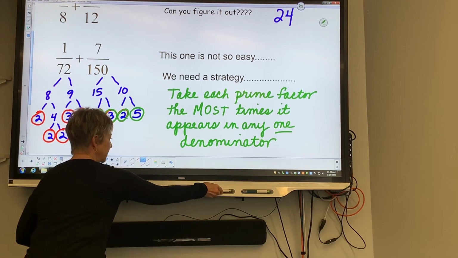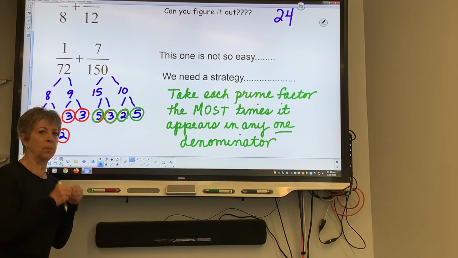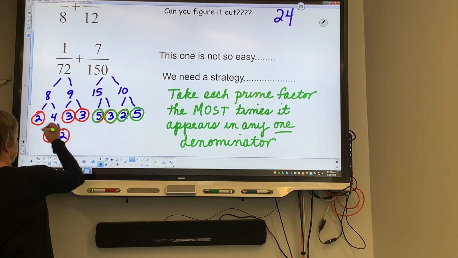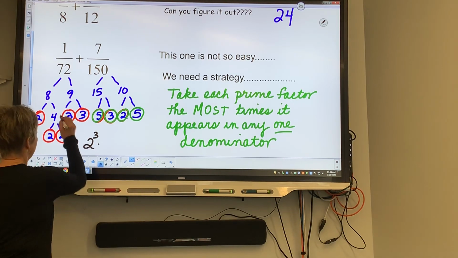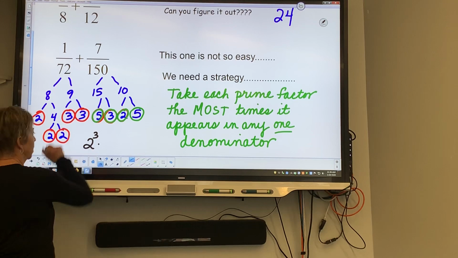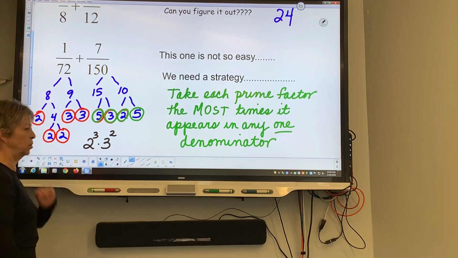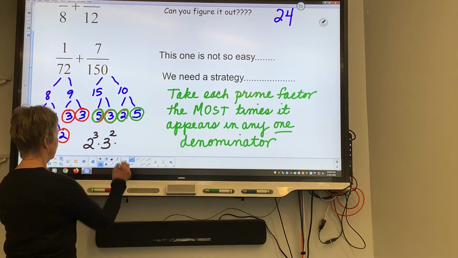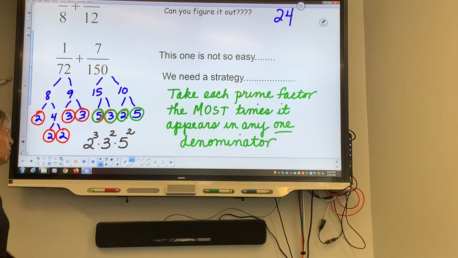Okay, so I see 2. So I'm going to take 2, and what's the most number of times 2 appears in any one denominator? 3. That tells me I need a 2 to the third in my common denominator. Then I see a 3. It appears once here, twice there, so the most number of times it appears in any one denominator is 2, so I take 3 squared. The only other factor I see is 5. It appears twice, so I'm going to use 5 squared. This then will be my common denominator.